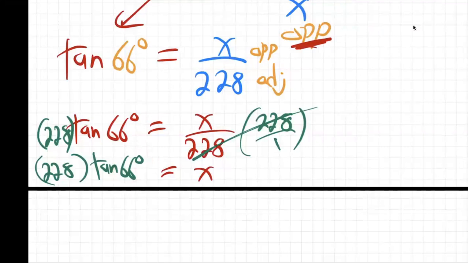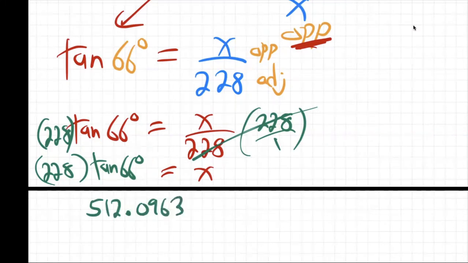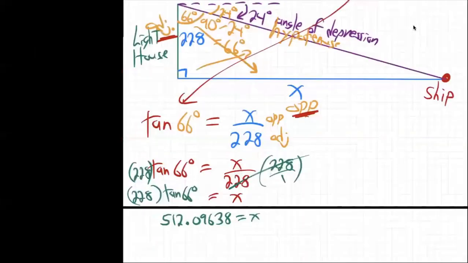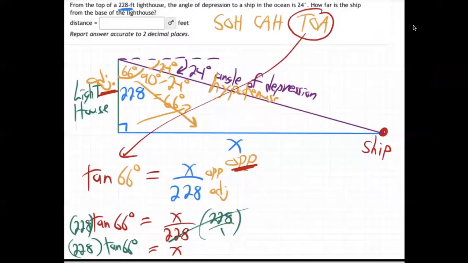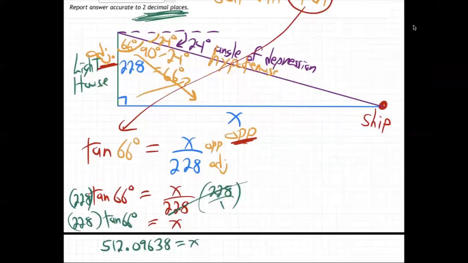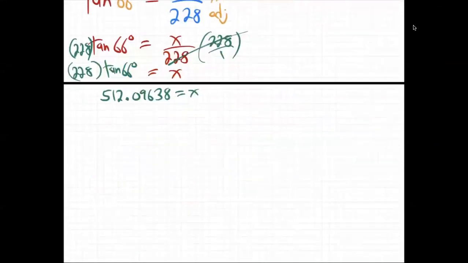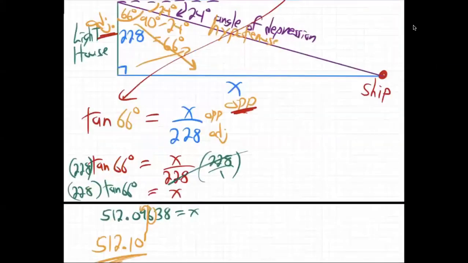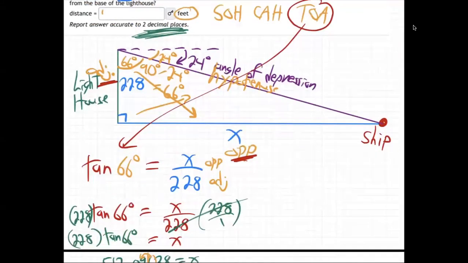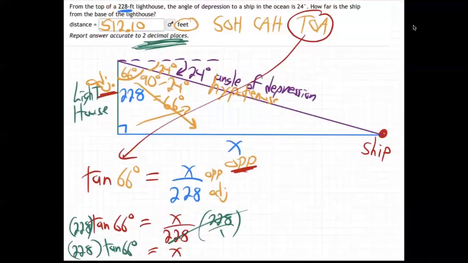Tan 66, times 228. I'm getting 512.09638 is X. Now they say how many decimals? Two decimal places. That's how far away that ship is. So you stop after 2 decimals. The next digit is a 6, so I'm going to round up. How do you round up 09? It becomes 10. So 512.10, and that's feet. 512.10 was the answer I got. So there we go.